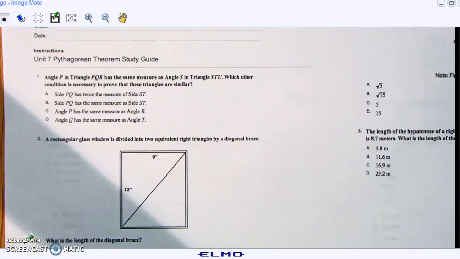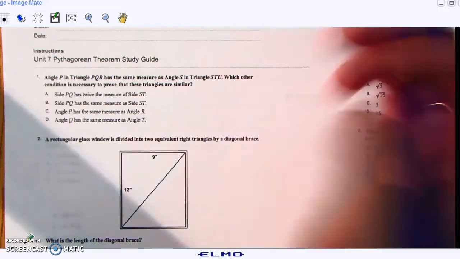Okay, number 1 on the study guide. Angle P in triangle PQR has the same measure as angle S in triangle STU. Which other condition is necessary to prove that these triangles are similar? So this is a review from the last unit.